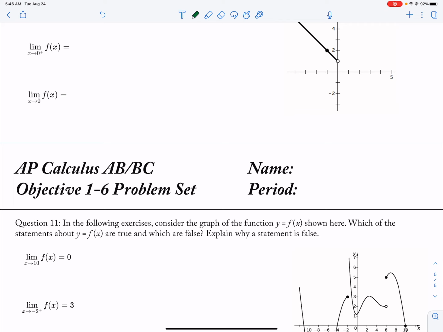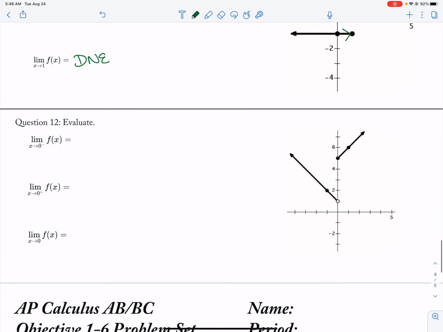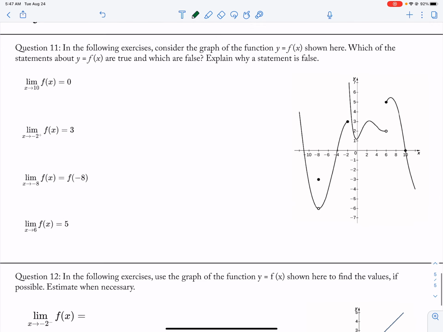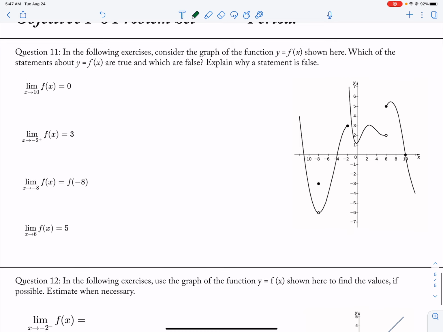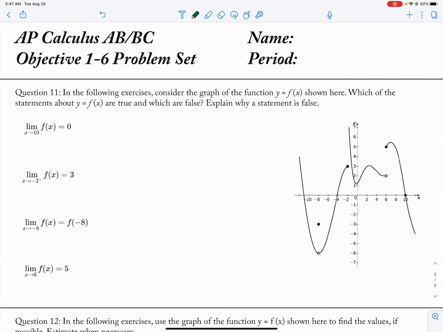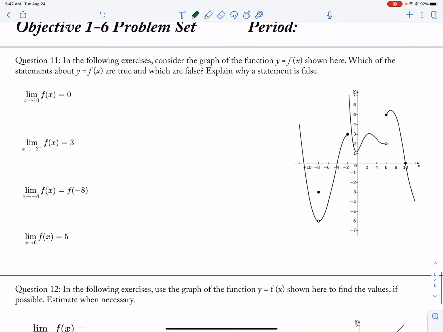Okay, all right, and there's a different question 11. I apologize that they're not numbered correctly. It should have been question 13 and then question 14. So it says, in the following exercises, consider the graph of the function shown here. Which of the statements about f of x are true and which ones are false?